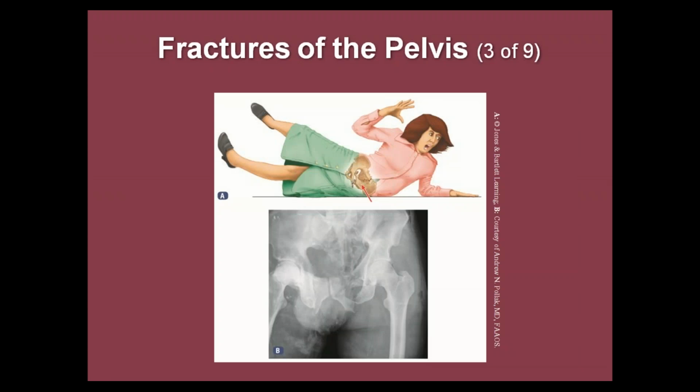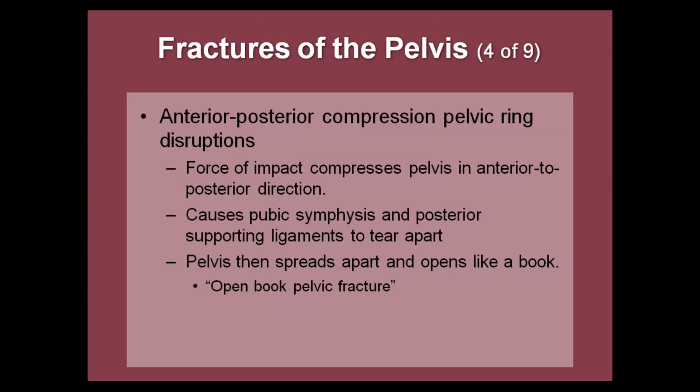Anterior posterior compression pelvic ring disruption may occur following head-on MVC, motorcycle crash, falls, or a ped versus vehicle. So there's a good X-ray. Looks painful. Causes, let's see. So the force of impact compresses the pelvis in an anterior to posterior direction. This causes the pubic symphysis and posterior supporting ligaments to tear apart. The pelvis then spreads apart and opens like a book. So then you get that open book pelvic fracture.